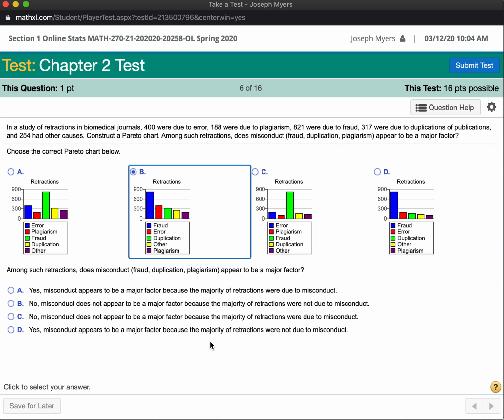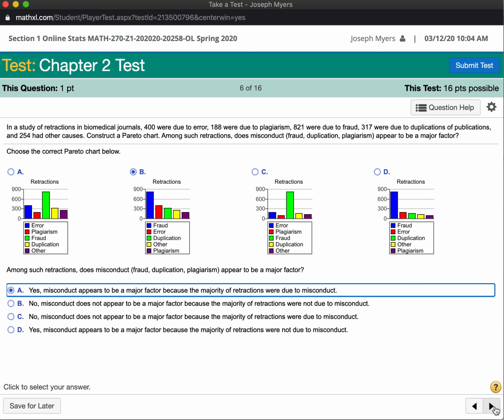Among such retractions, does misconduct, fraud, duplication, and plagiarism appear to be a major factor? Well, yes, because there's tons of fraud, tons of duplications, and tons of plagiarism. There's only 400 that were actually due to error, but more than twice that much that were due to fraud. So I would say yes, misconduct appears to be a major factor because the majority of retractions were due to misconduct. So I'd go with that one.